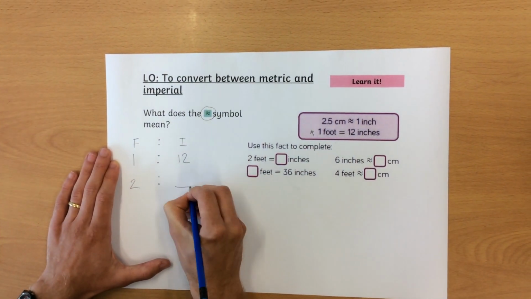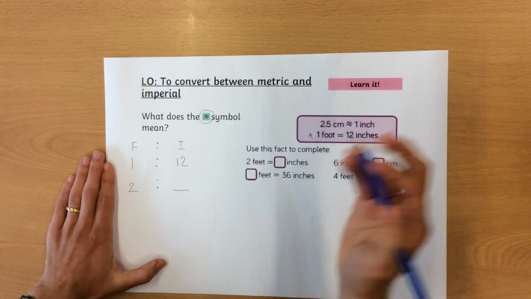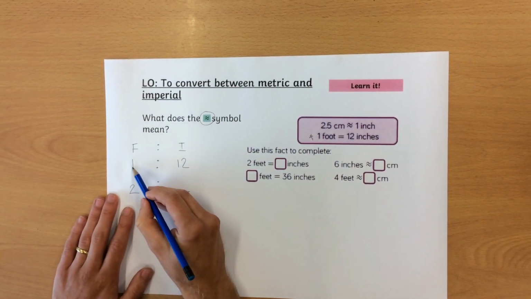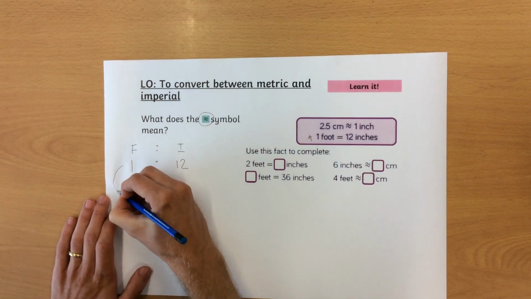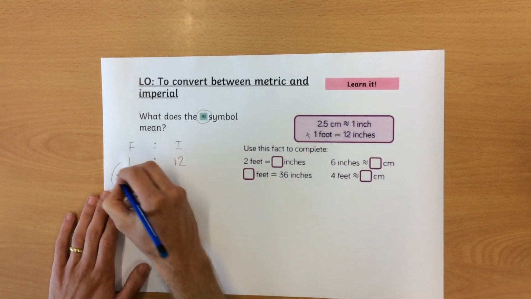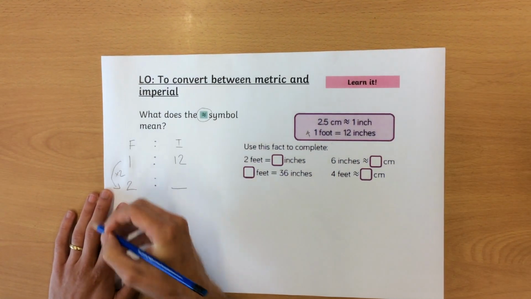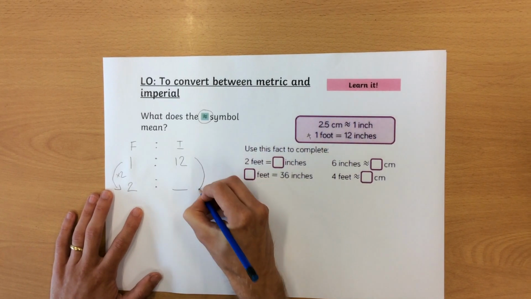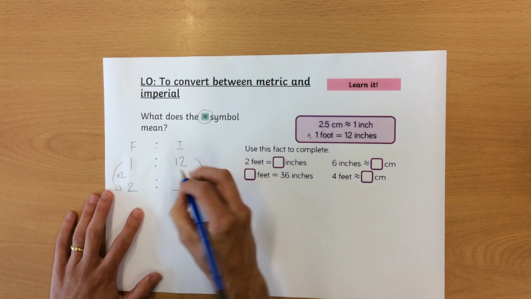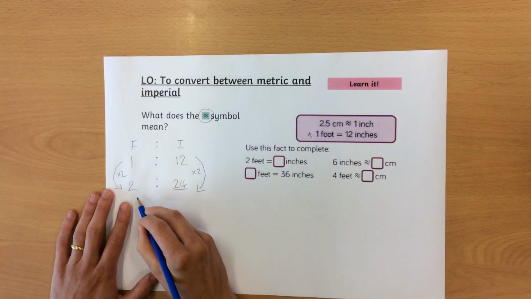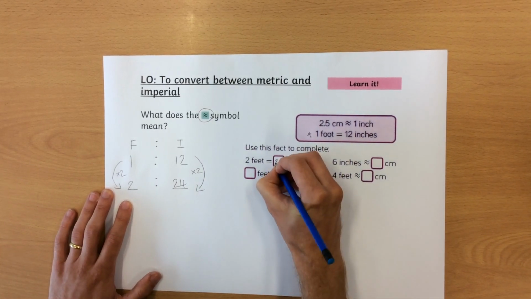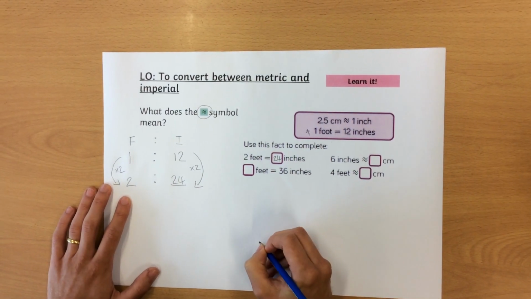Right, so this is what I need to calculate. Now, as you always know, maths is all about spotting patterns. How do we get from 1 to 2? This is Year 6 maths. It's ridiculous. 1 times 2, obviously. 1 times 2 is 2. And I'm going to do the same to the other side. So 12 times 2 is 24. So 2 feet equals 24 inches.